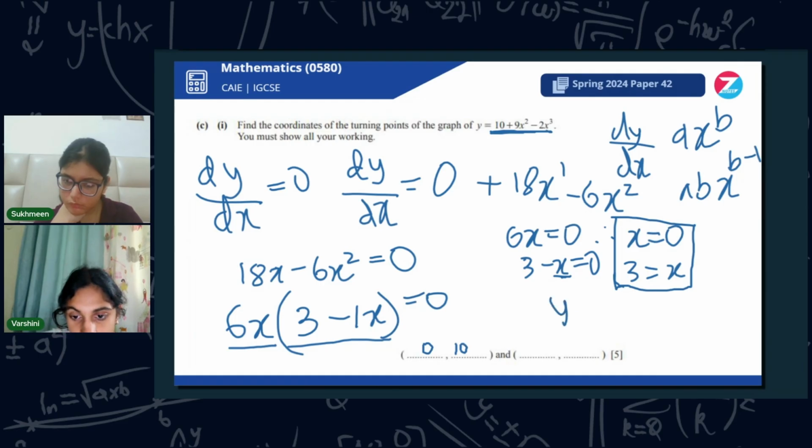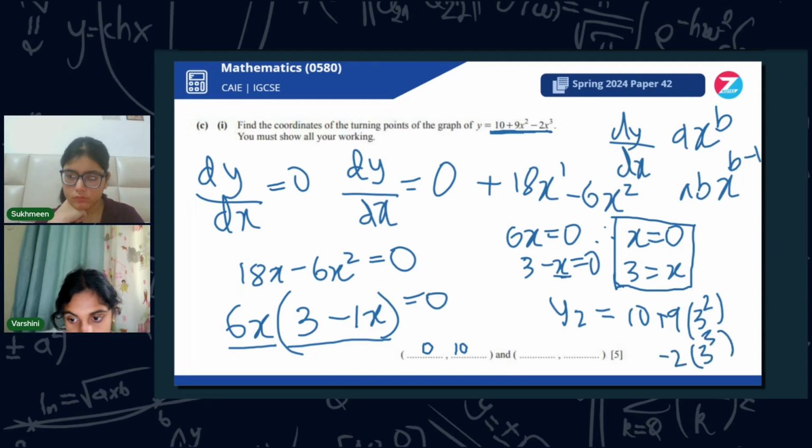And y2 over here is going to be 10 plus 9 into 3 squared minus 2 into 3 cubed. Just put that in your calculator and you should get 37. And also, since you are showing the substitution, it's very important to show that, right?